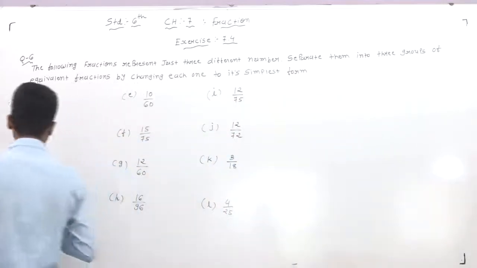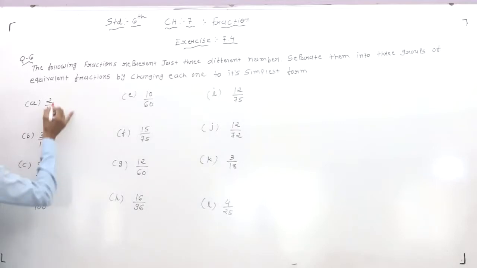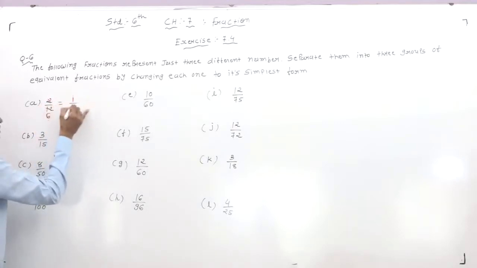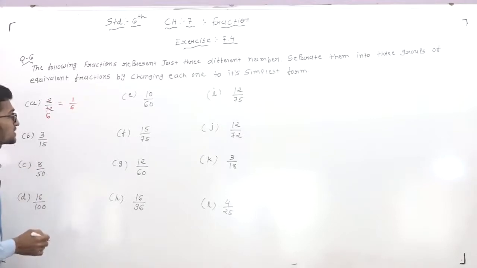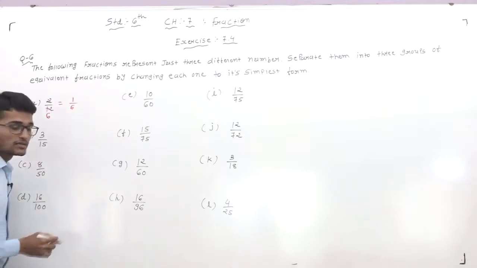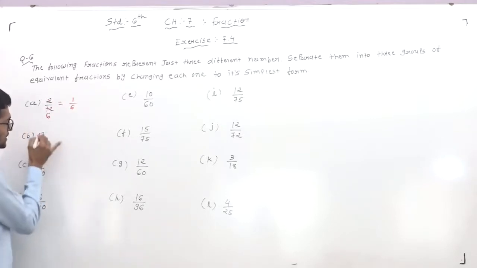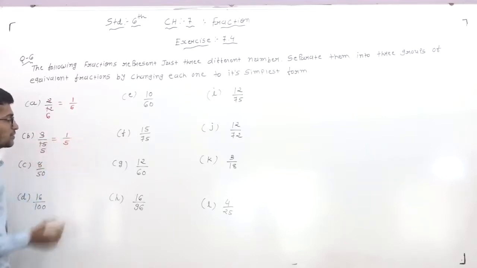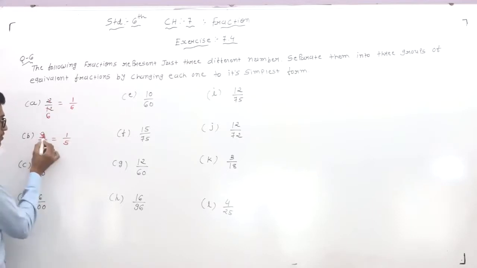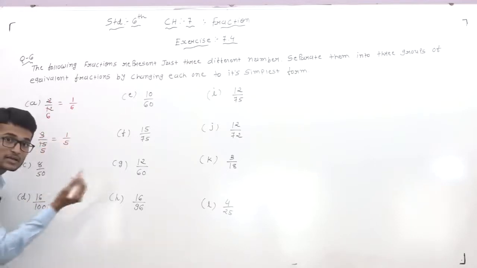Okay, so let's start. Here 2/12: 2 6s are 12, so our answer is 1/6. Clear? Now the next one is 3/15: 3 5s are 15, so the remaining is the simplest form 1/5. Here the numerator remaining is 1 and the denominator is 5, so 1/5.